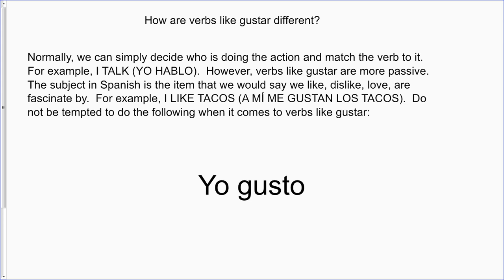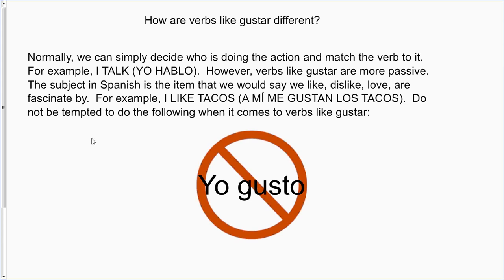However, verbs like gustar are more passive. The subject in Spanish is the item that we would say that we like or dislike or love or are fascinated by. For example, I like tacos. A mí me gustan los tacos. So it's tricky. You can't say yo gusto. So please do not be tempted to say this. It does not work. You can't say yo gusto. It does not make any sense in Spanish.